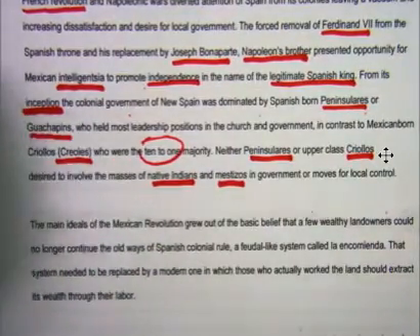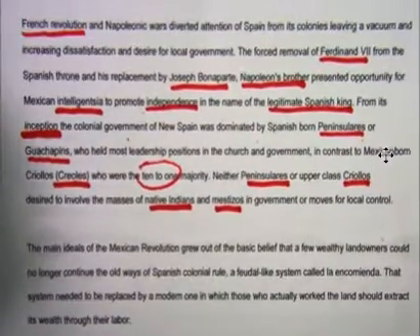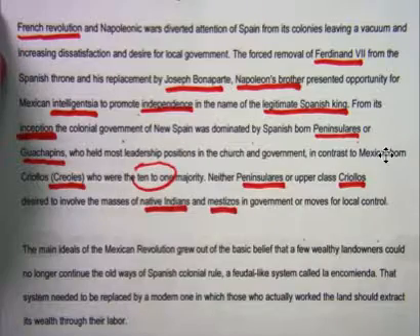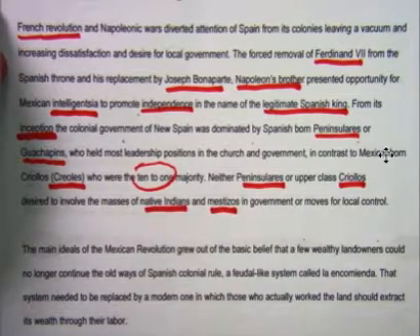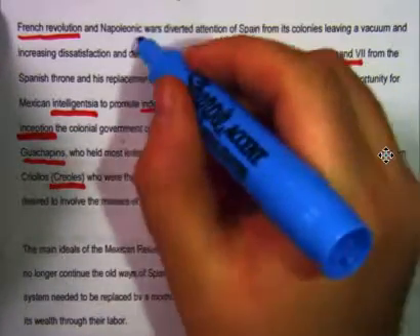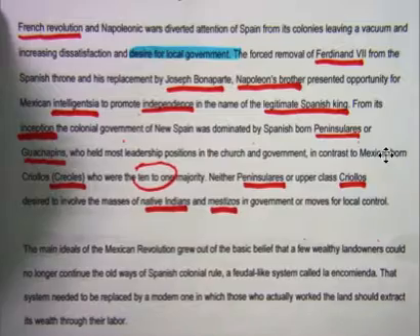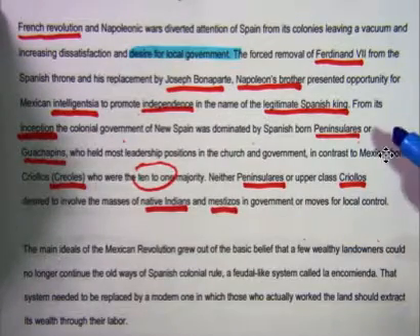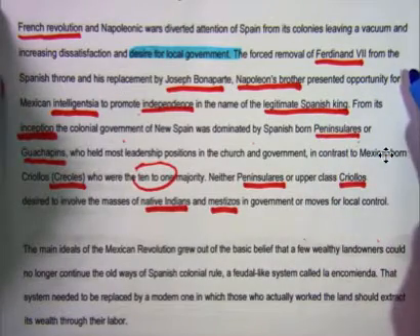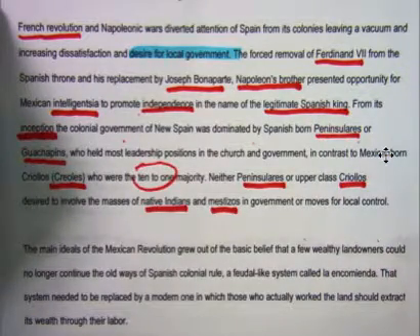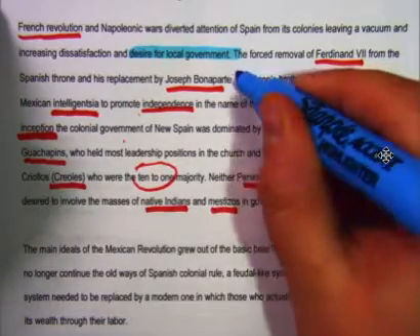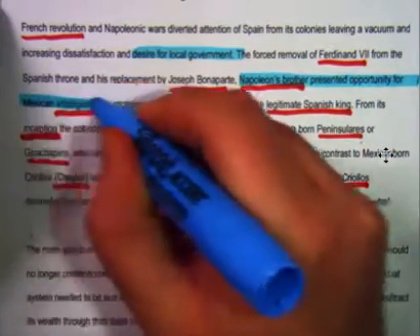Now, does any of this suggest what an answer is about the connection here? French Revolution diverted attention of Spain and its colonies. Okay, so Spain couldn't administer its colonies, and there was a desire for local government. Okay, so that might be something that suggests a connection. Forced removal of the Spanish king and replacement presented an opportunity to promote independence in the name of a Spanish king. That might be a difference.